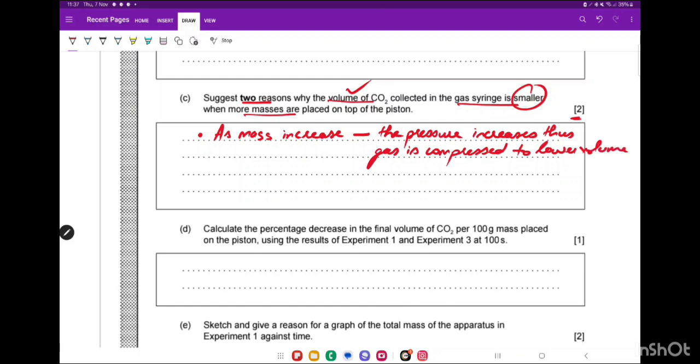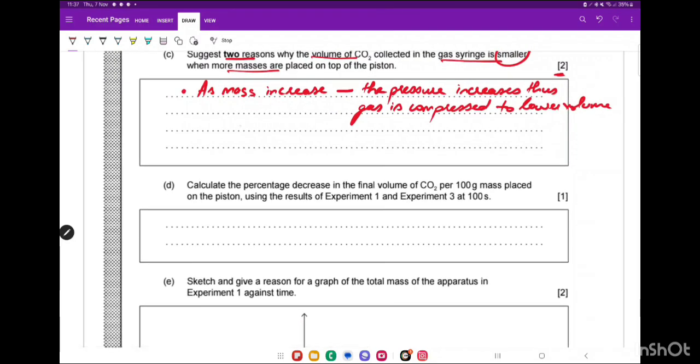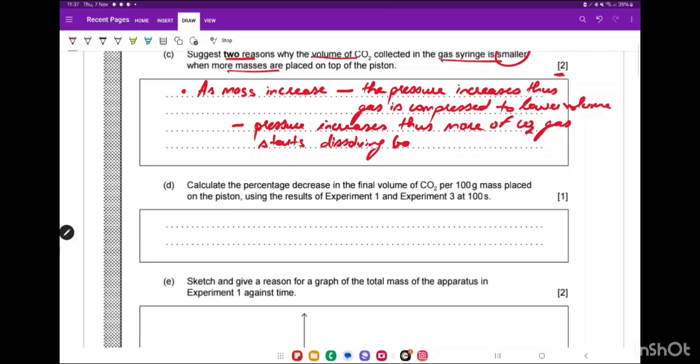Number 2 reason is, as the mass increases, pressure increases. Thus, more CO2 gas starts dissolving back into the carbonated drink.